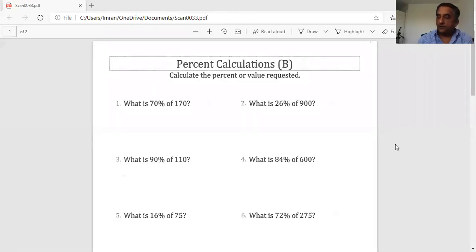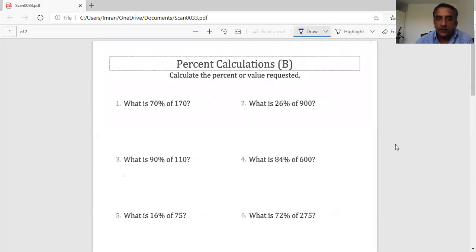Hi, in this video, I'm just going to show you how to work out the percentage questions. I know we have done some of them before, but these are slightly different, or I would say a bit advanced level. So it's very simple, but we'll still do them. Let's start from question number one. Question number one says find 70%.